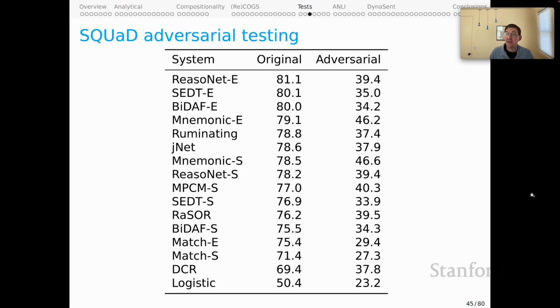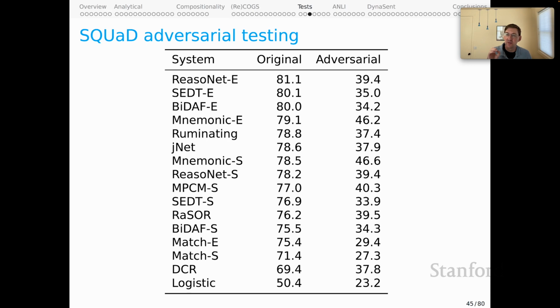Here is a kind of leaderboard showing original system performance for what at the time were top performing systems for SQuAD, as well as their performance on this adversary that Jia and Liang had set up. Obviously, there's an enormous drop in overall system performance for this adversary, and that is worrisome enough.